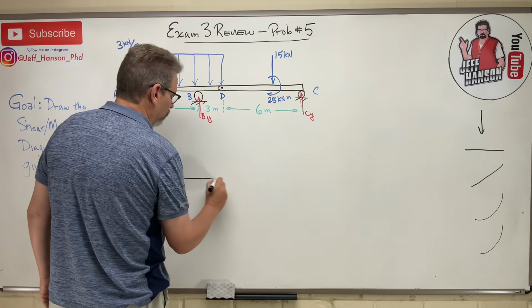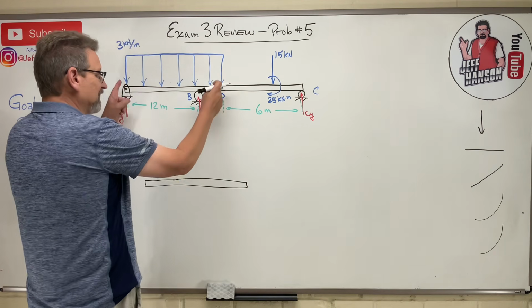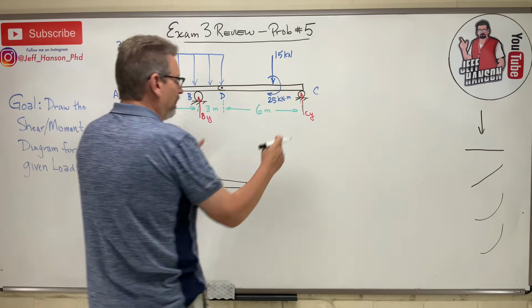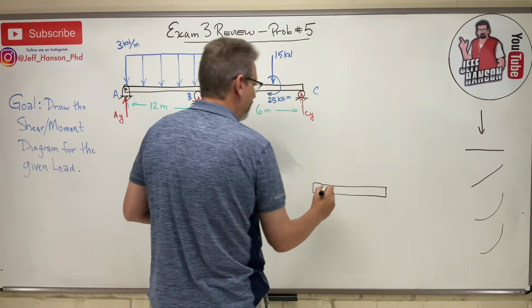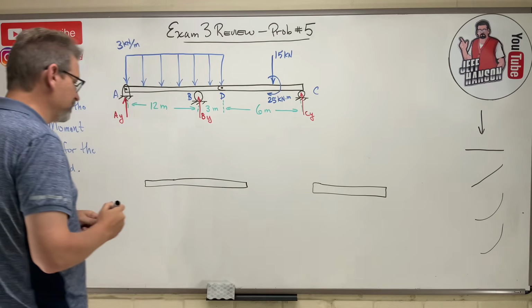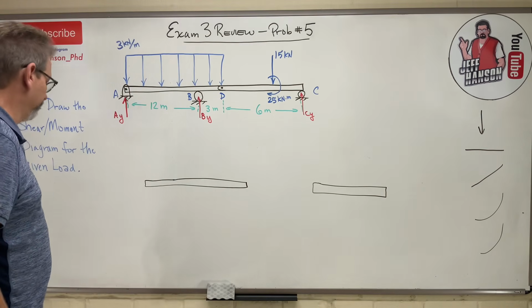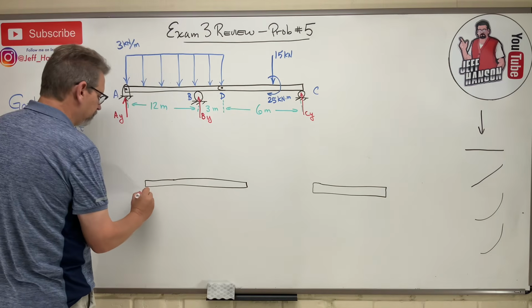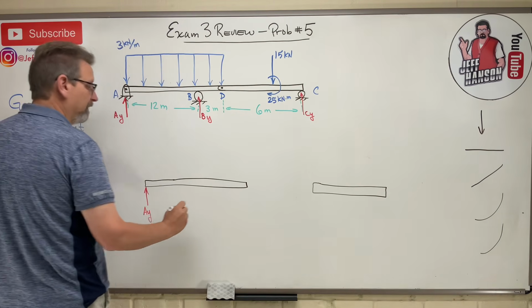So here comes global equilibrium at you. I'm going to divide this into two parts. Here is this beam section here, and then I'm going to draw this beam section over here. All right, let's put some forces on this and see if we can figure out what's going on. So this guy's got AY here. He's got BY over here.